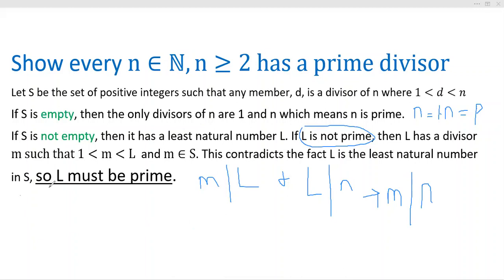L must be prime. I've written that down right here for you. And that completes the proof. The least integer is the prime factor of N. Okay, the least integer principle or the well-ordering principle.